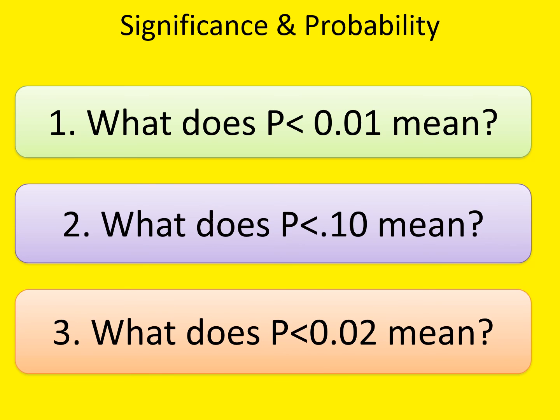So there are other probability levels on the table. What does p is less than 0.01 mean? You'd need to say it means there is a 1% probability the results are due to chance. The second question, p is less than 0.10, means there is a 10% probability the results are due to chance. P is less than 0.02 means there is a 2% probability the results are due to chance. In the table that you get given in the exam, it might have all of those values. And unless it tells you otherwise, you just go straight for the 0.05, because that is the one that we go to unless we're told not to.